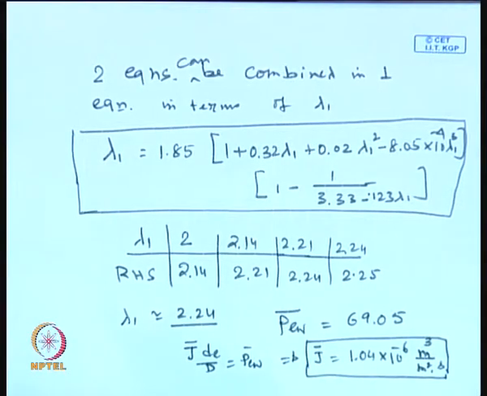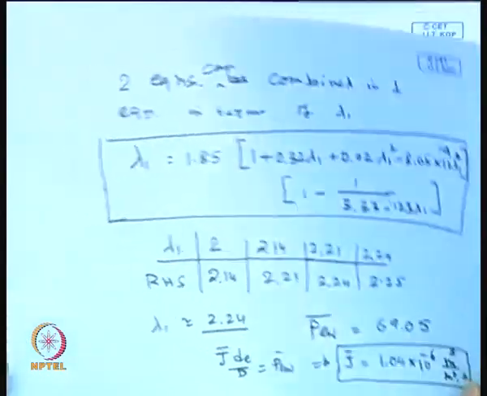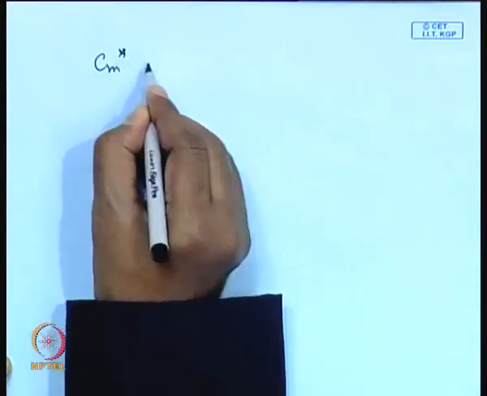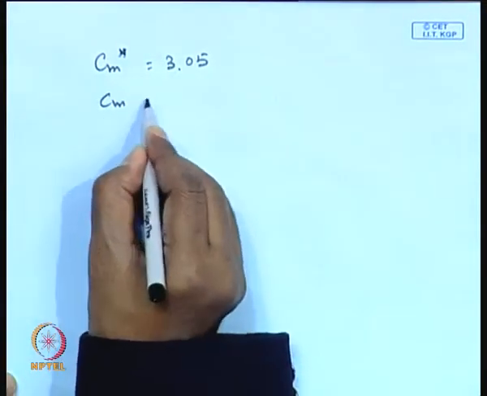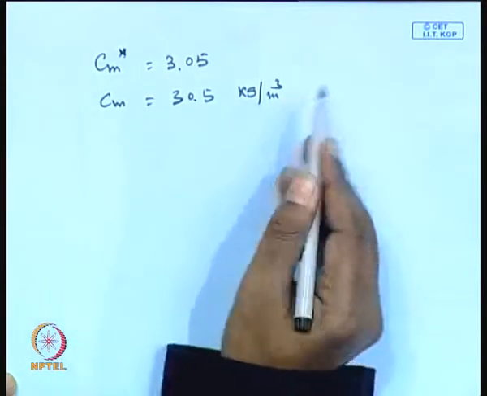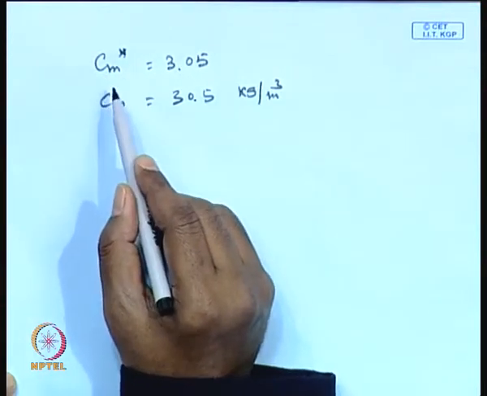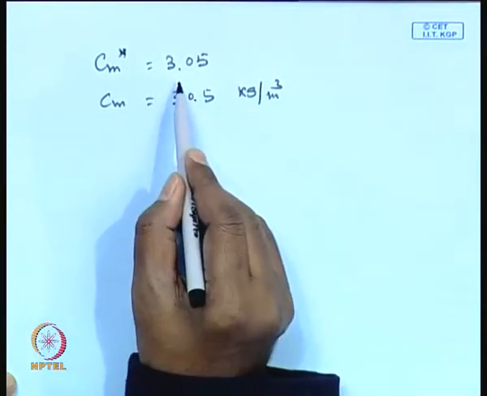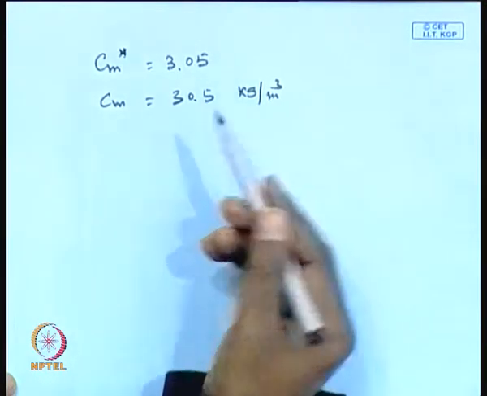Okay. That is the value of length averaged permeate flux. So, you can calculate what is the permeate flux, what is the membrane surface concentration. Membrane surface concentration turns out to be 3.05 Cm star. So, Cm is 30.5 kg per meter cube. We have seen that for this particular problem, the average length averaged membrane surface concentration is 3 times the feed concentration. Okay.